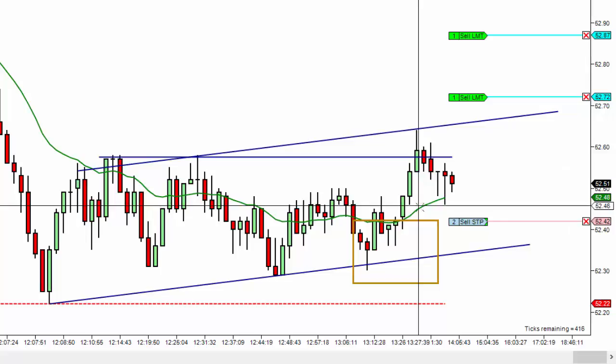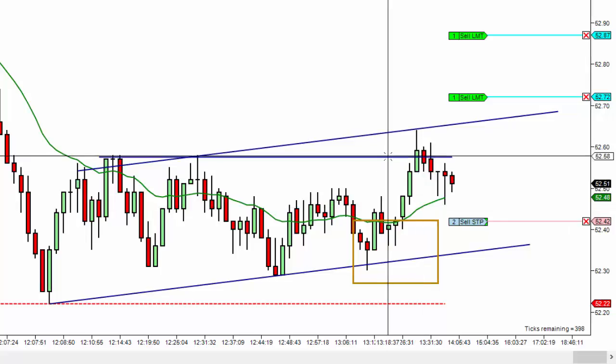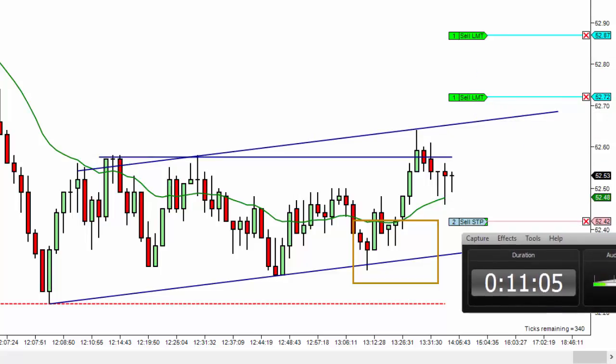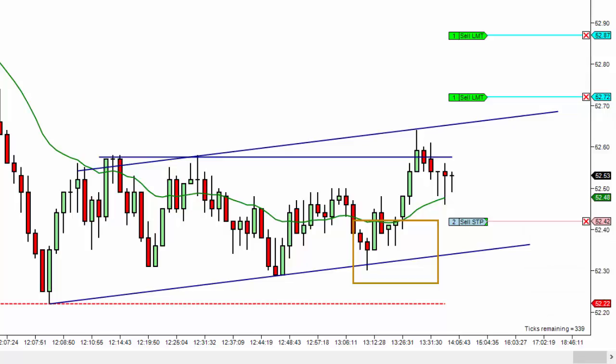Okay, I'm still in this trade. Looking at it from now, been in it for just over 11 minutes. I didn't start recording it right away. Time is, let me give you the time here. It is 1:38 p.m., so we're about 40 minutes from the close, roughly.